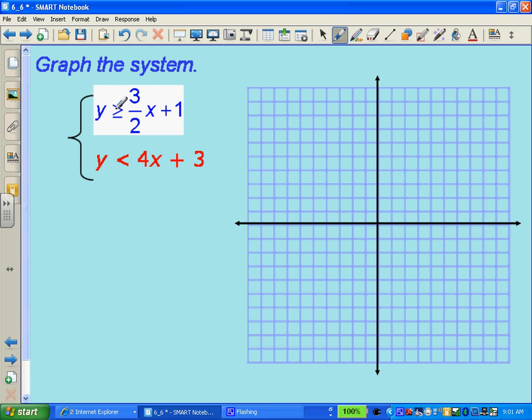So I'm going to graph the first one here. Y is greater than or equal to 3/2 x plus 1. So that has a y-intercept of 1. So I'm going to start at 1 and then a slope of up 3 over 2. Up 3 over 2. And then I draw my line here. And it's going to be a solid line. So there's that line, and since it is greater than or equal to, I shade above.